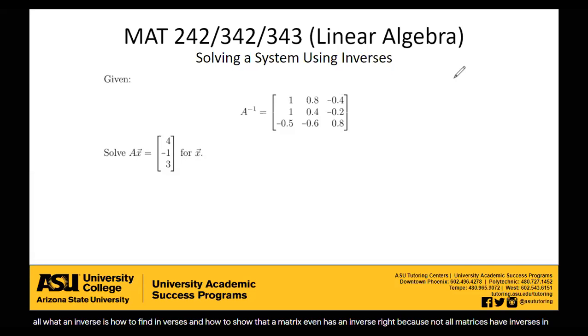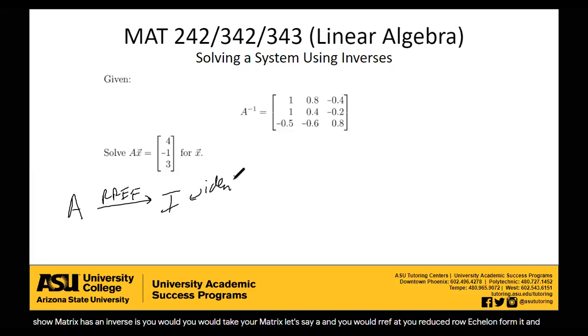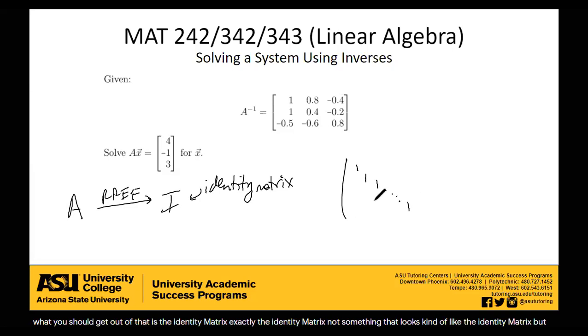The way that we discussed on how to show a matrix has an inverse is you would take your matrix, let's say A, and you would RREF it, you'd reduce row echelon form it. And what you should get out of that is the identity matrix. Exactly the identity matrix. Not something that looks kind of like the identity matrix, but exactly the identity, which means you should get ones along the diagonal and zeros everywhere else. So if that happens, if when you reduce row echelon form your matrix, you get the identity, your matrix is invertible. And then how you'd solve for the inverse is you do pretty much the same process.